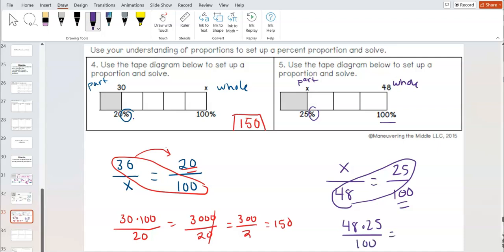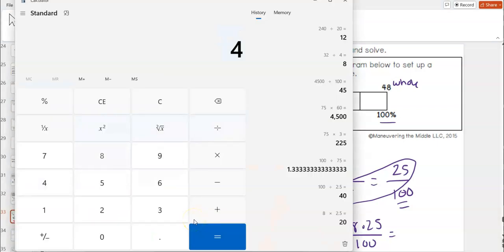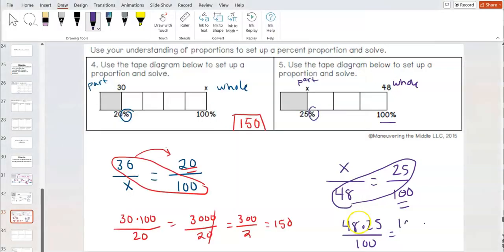So we're going to do 48 times 25 and then divide by 100. Okay, so I'm going to have to do 48 times 25. I'm going to use a calculator for time here. So that's 1,200, and then divide by 100. So that's going to get rid of those zeros, and my answer is going to be 12.